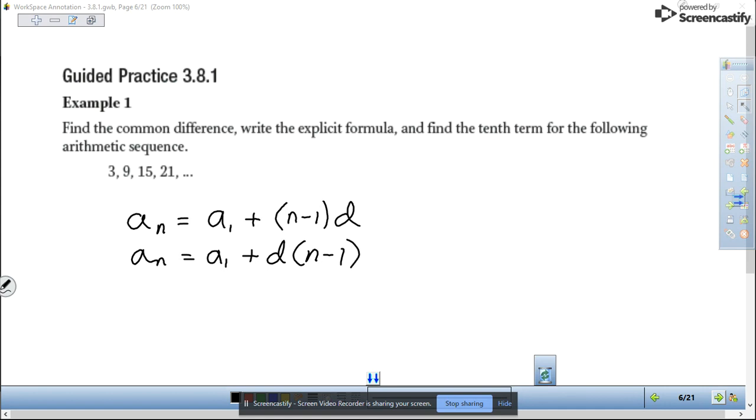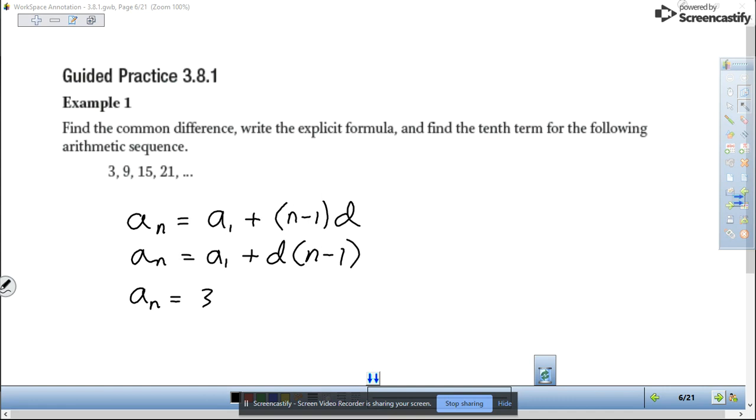And again, don't ask me why they put the d after on the formula sheet. I really don't know. Maybe that's something they'll fix this year before the milestone. I'm not sure. But those two things mean the same thing, because remember, multiplication is commutative. So we start by plugging in what we know. This is explicit, so it's pretty easy.